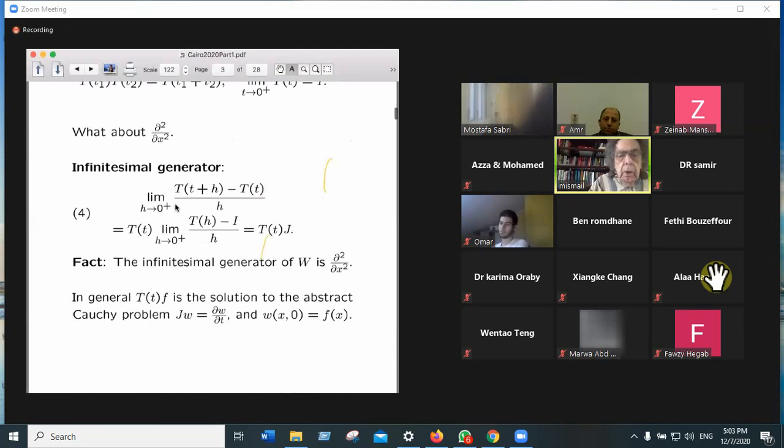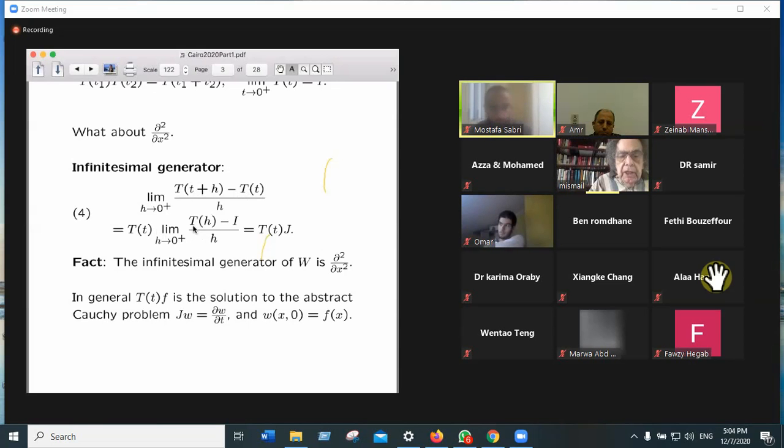So suppose now I take T(t plus h) minus T(t) and divide by h. h here is a scalar, so this is a well-defined operator. Now, because of the semigroup property, I can take T(t) out, and that's what is left, because T(0) is the identity. So this object is called the infinitesimal generator, if it exists.